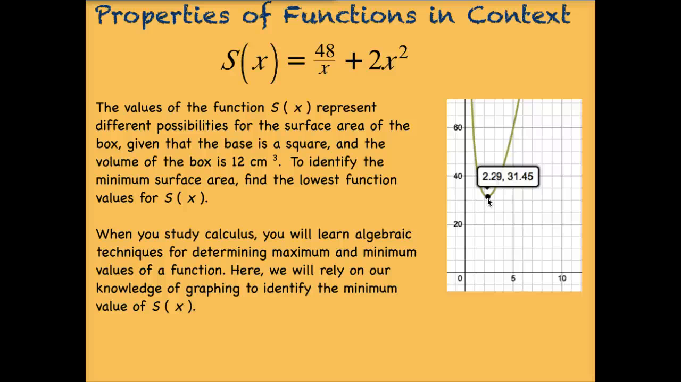Now, this is obviously given that our base was a square and the volume of the box is 12 centimeters cubed. To identify the minimum surface area, we found the lowest function values for y, which was right here. In this case, with the side length of 2.29 centimeters, I can have a minimum surface area of 31.45 centimeters squared.